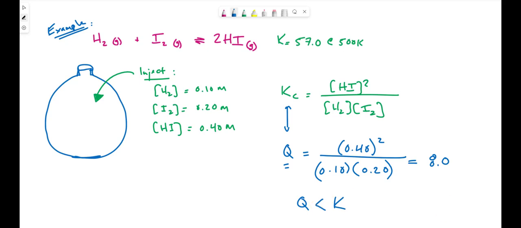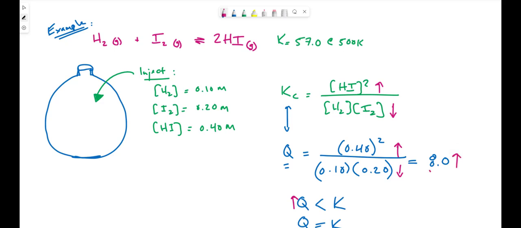What does that mean for the direction this reaction will run? Well, when Q equals K, that's when the system is at equilibrium. Q doesn't equal K, so which direction will it proceed to reach it? Well, Q has to increase, intuitively. If Q is increasing, then what's happening to the species? That means HI has to increase while H2 and I2 are decreasing. That's increasing, these are decreasing.